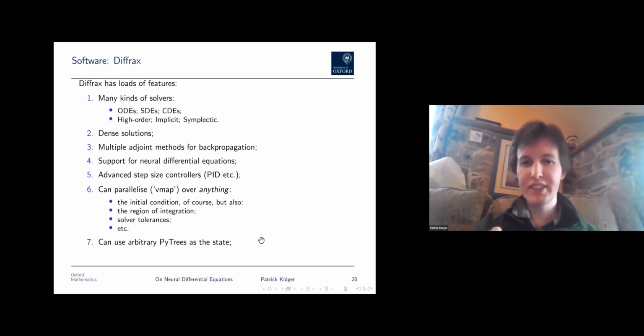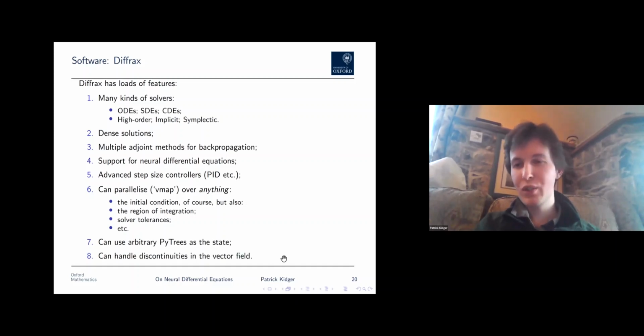You can use arbitrary PyTrees as state. Those of you who haven't used JAX, don't worry about it. And then you can also do things like handle discontinuities in the vector field, which is one of those things that's kind of fiddly to handle if you don't have built-in support. So there's lots of things in there. This is just a few of them.